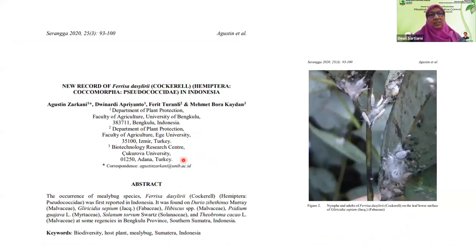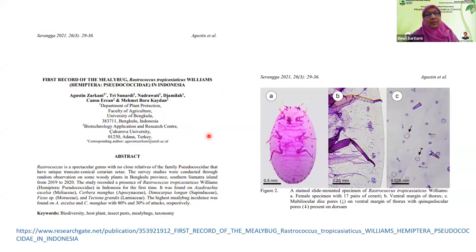And then Pak Agustin mentioned Ferrisia dasylirii in Indonesia for the first time. So with time, we continued to record more and more species of Mealybugs. Next, again, Pak Agustin found Rastrococcus tropicasiaticus for the first time. He reported it in Bengkulu, I think. Yes, in Bengkulu. Bengkulu is in Sumatra.